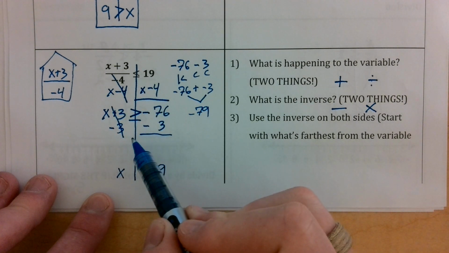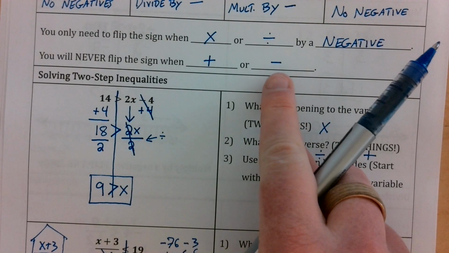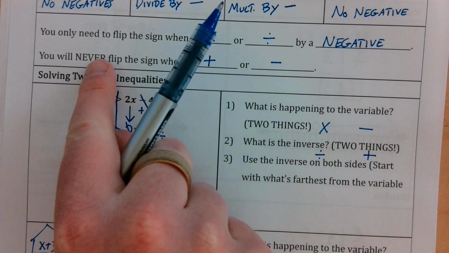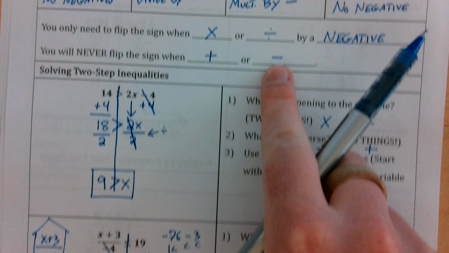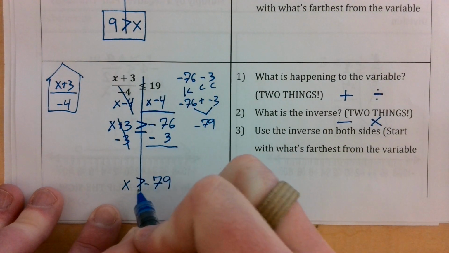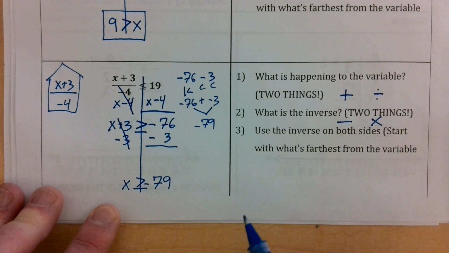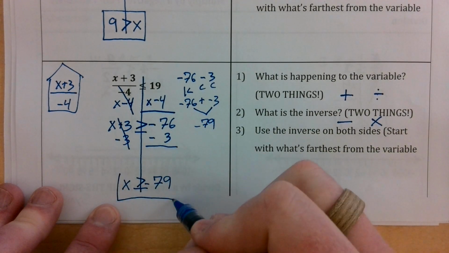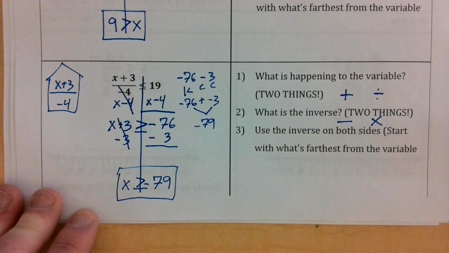Now, our inequality symbol, we already flipped our sign because we multiplied by a negative, and then we subtracted. Remember, we don't need to flip when we subtract, so you'll never flip when you subtract, which means we're going to keep this symbol. We changed it when we multiplied by a negative, and now we're going to keep it. So x is greater than or equal to negative 79.